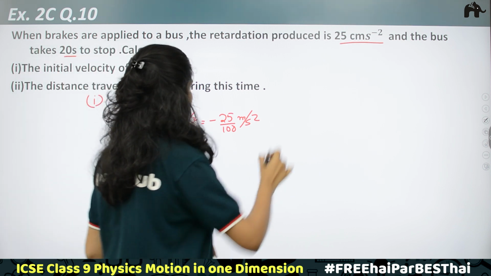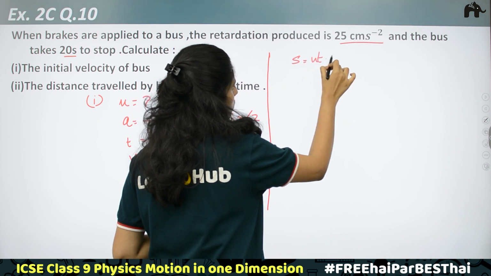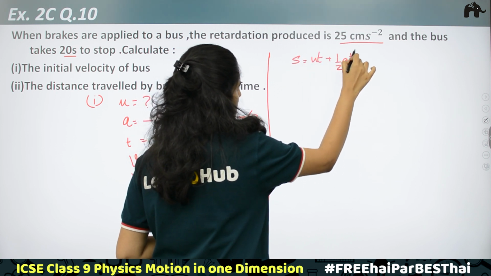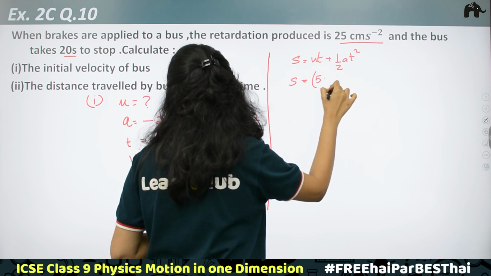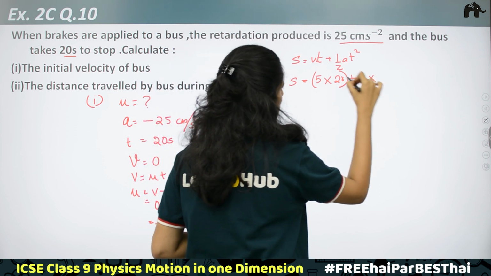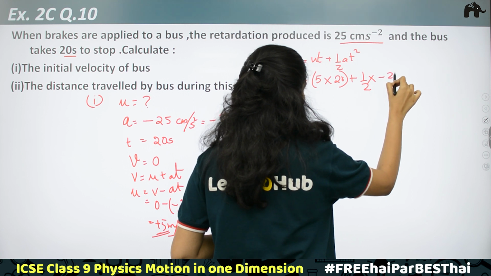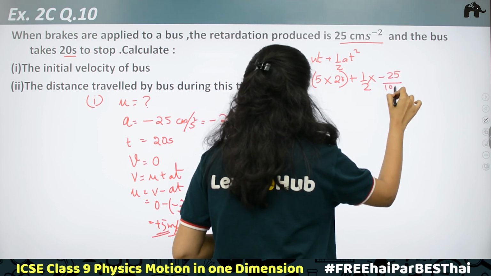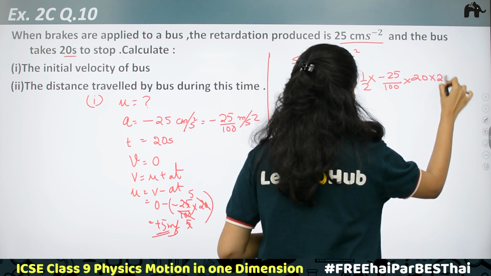Now we have to find the distance travelled by the bus in this time. S is equal to ut plus half a t square. Here S is equal to 5 into the time taken 20, plus half into acceleration a, which is minus 25 by 100, into time square, which is 20 square, 20 into 20.